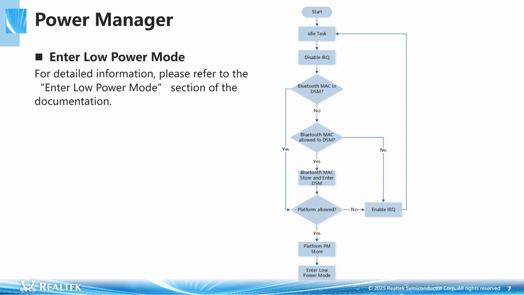First, let's introduce the process of entering low power mode. After entering the idle task, interrupts are disabled, and it is checked whether the Bluetooth MAC allows entering deep sleep mode. If allowed, the Bluetooth MAC store and enter processes are carried out to enter deep sleep mode. Then, it is checked whether the platform allows entering low power mode. If allowed, the platform's store and enter processes are carried out to enter low power mode. For detailed information, please refer to the Enter Low Power Mode section in the documentation.